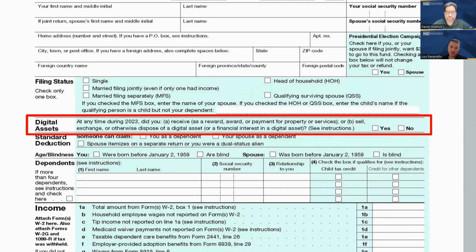Now, the nomenclature here is very important, right? Receive as a reward, award, or payment for property, or sell. It doesn't say buy, right? So just keep in mind that just because this box is not checked off, it doesn't necessarily mean that cryptocurrency wasn't purchased. But this is certainly a good area to look right on the first page to determine if this particular taxpayer, your client or the other side's client, is investing in any way, shape, or form in digital assets. And it's sort of a starting point for your digital discovery.